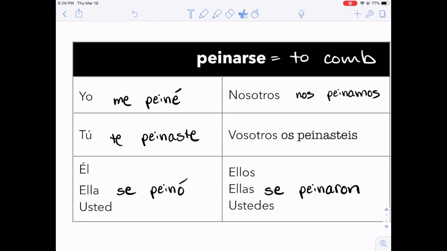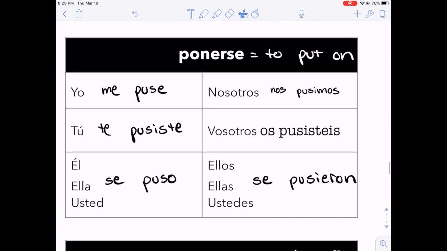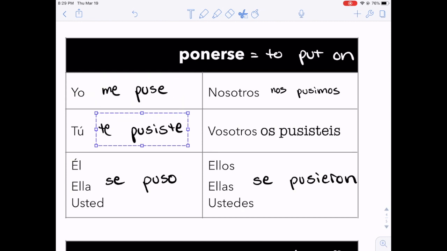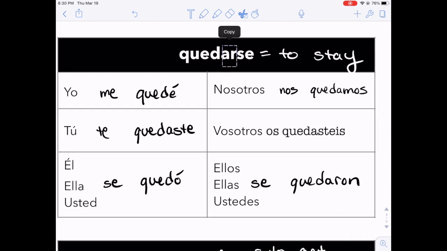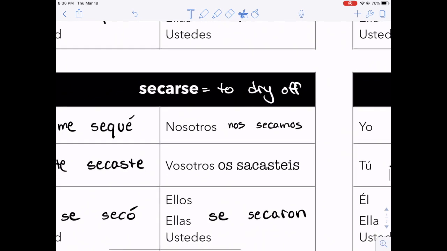Próximo, peinarse es otro verbo regular. Me peiné, te peinaste, se peinó, nos peinamos, os peinasteis y se peinaron. Pero ponerse es irregular. Entonces tenemos me puse, te pusiste, se puso, nos pusimos, os pusisteis y se pusieron. También quedarse es regular. Me quedé, te quedaste, se quedó, nos quedamos, os quedasteis y se quedaron.